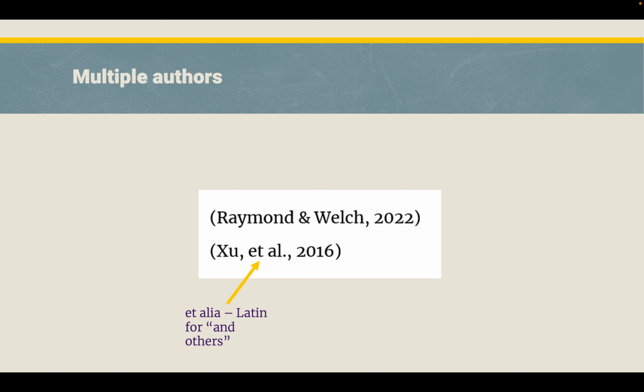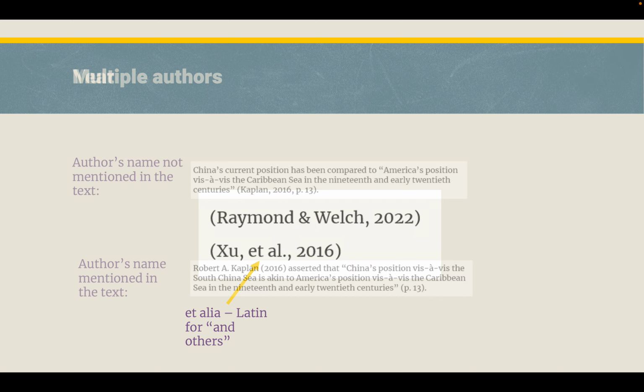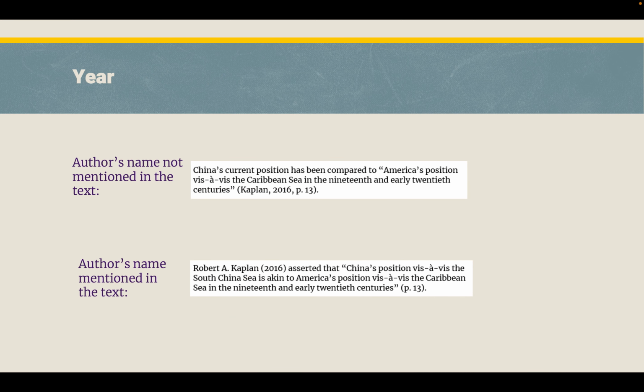So pay attention to the punctuation here and note that the period is only after "al," because that's the only word that's actually abbreviated. You would also never write "and et al." or "ampersand et al." because et is Latin for "and," so that would just be repetitive. Let's move on to the year.